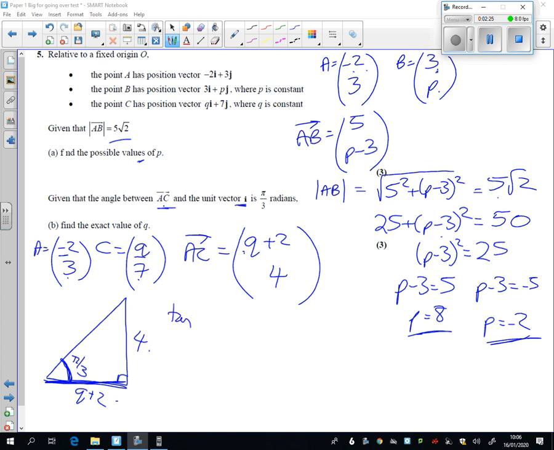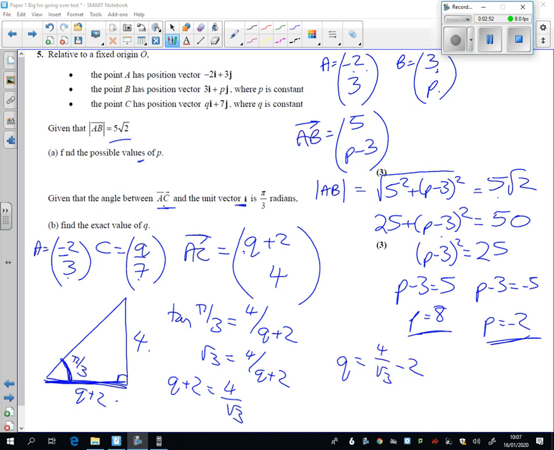I've got a tan. A tan of pi over 3 equals opposite over adjacent. Well, the tan of pi over 3, tap in the calculator, is actually root 3. So I've got root 3 equals 4 over q plus 2. So q plus 2 is 4 over root 3. And take the 2 from both sides.